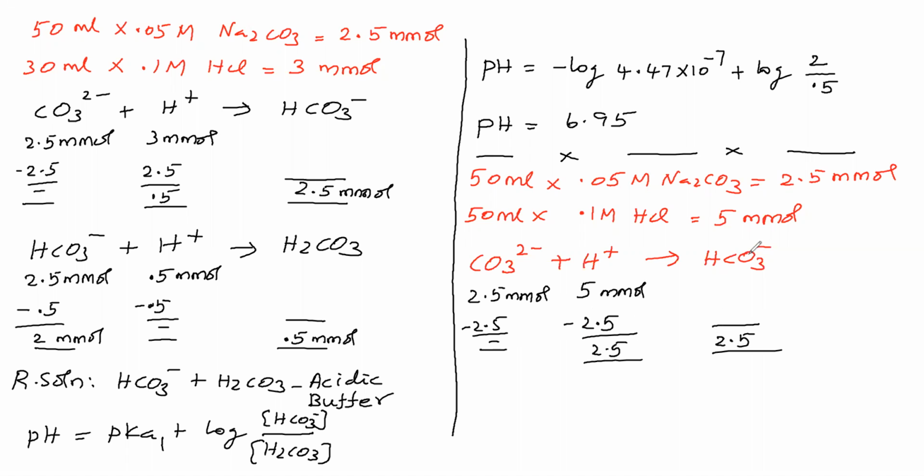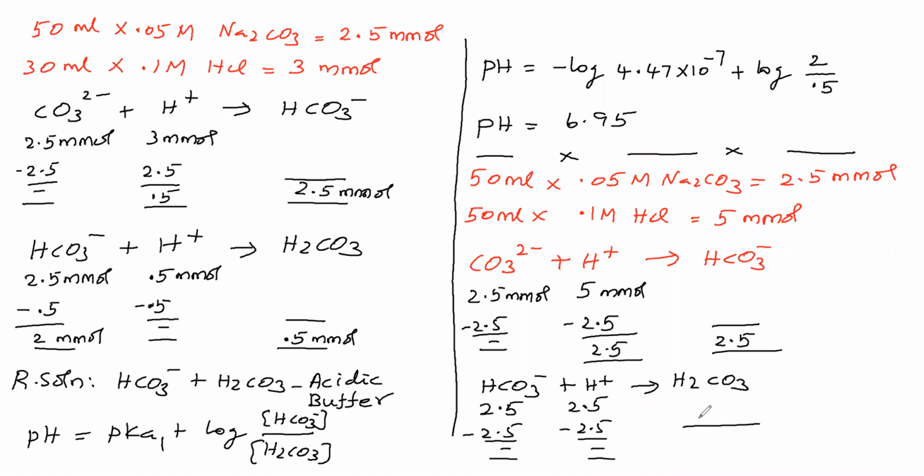Okay. The produced bicarbonate will consume this H plus and will become carbonic acid. Bicarbonate, how much produced in the above equation? 2.5 millimole. H plus, how much remaining in the above equation? 2.5 millimole. So now they are reacting. Bicarbonate will react 2.5, remaining is 0. H plus will react 2.5, remaining is 0. So how much carbonic acid produced? 2.5 millimoles of carbonic acid is produced.